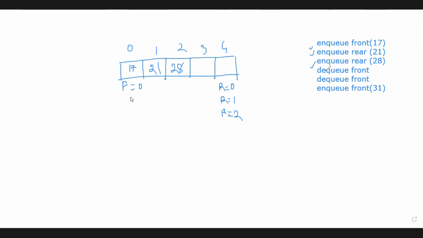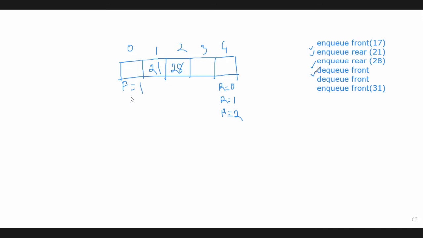Now the next operation is DQ front. DQ front. So here 17 is the first element. And after deleting it, how will the value of the front pointer change? Plus 1. 0 plus 1. So now after deleting 17 from this queue, 21 will be the first element and its position is 1. So F equals 1.